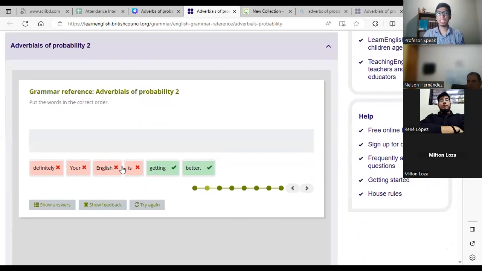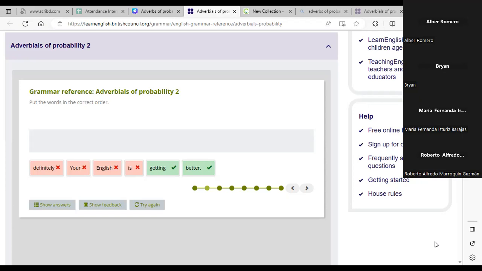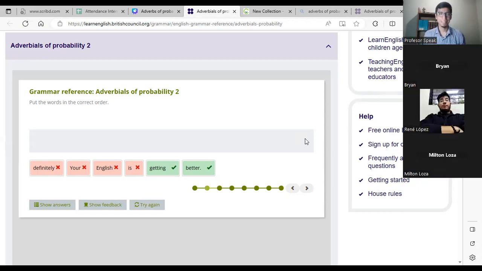So what is the correct order here if we are not using this to add emphasis? What is the other possibility? And I will let this to Brian. Brian, now that you know that, tell me, what is the right order here? Your English is definitely getting better. Exactly. Can you explain why, Brian?